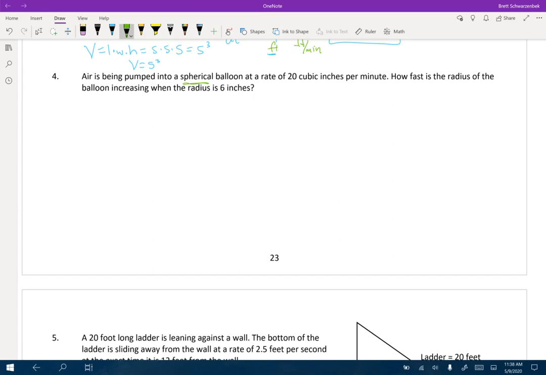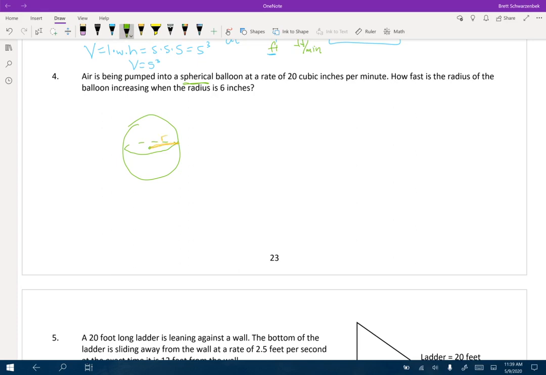So how can we draw a sphere? We can just draw a circle and then do sort of an in-between thing here. So that'll be our sphere, not the most artistic sphere, but good enough. When we have a sphere, of course, we have a radius, so we'll just put that there as r for the scope of our problem.